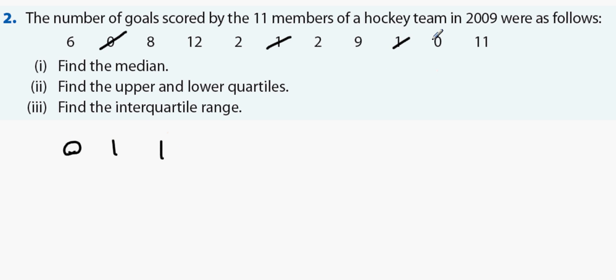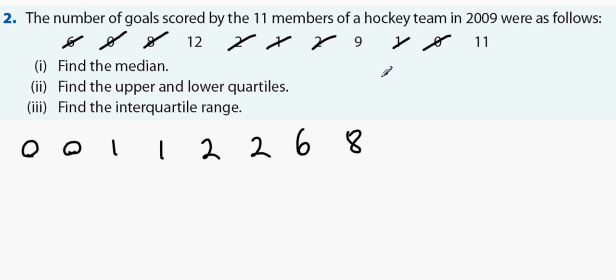There's 2 zeros in fact, so just make sure you don't make too many. 0, 0, 1, 1. Okay, there's 2, 2, 2. We have 6. We have 8. We have 9, we have 11, and 12. Now before you do the calculations, just do a quick count on how many numbers. Remember, we have 11 members, which means we should have 11 answers. 1, 2, 3, 4, 5, 6, 7, 8, 9, 10, 11. So more likely I'm right.